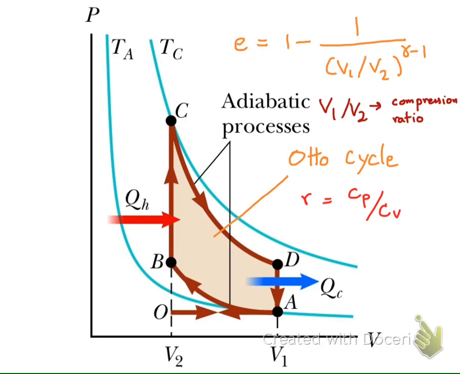And if we look at the PV diagram here, you can see that the Otto cycle works between the higher temperature and the lower temperature, and this efficiency is less than that of the Carnot cycle, of course.